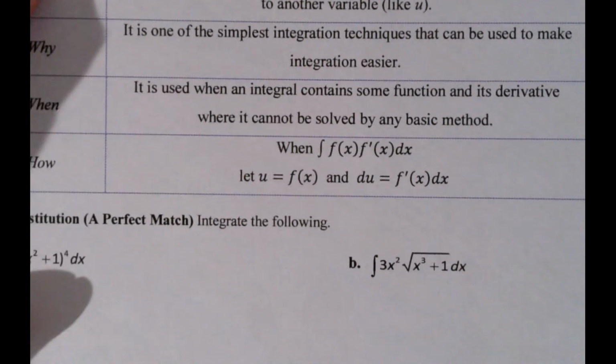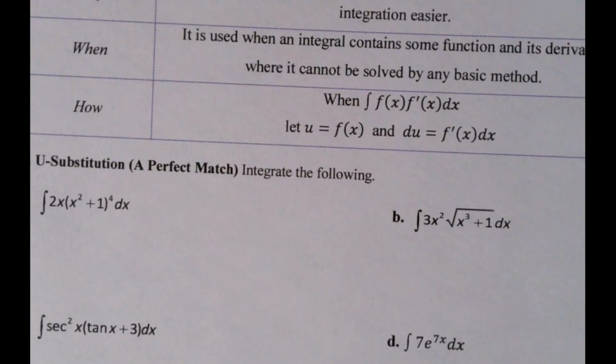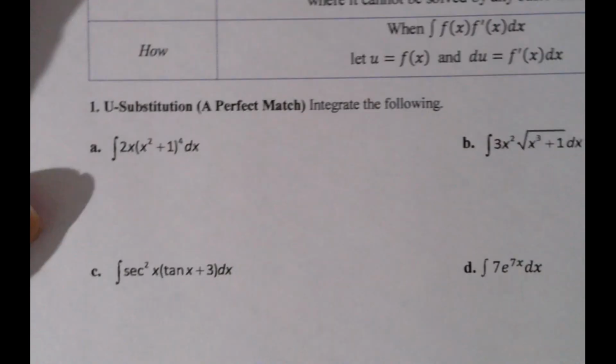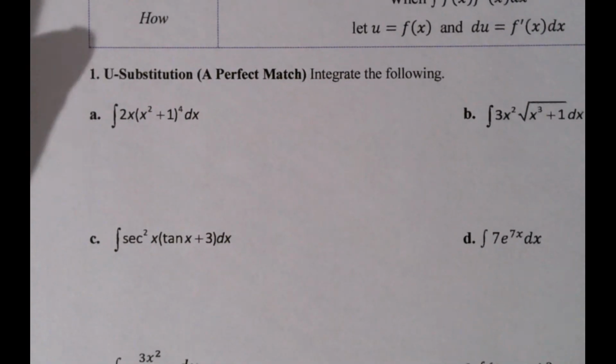All right, this is page 260 of the Incredibles book. There are two versions of this video. You're watching the second version. This is u-substitution, the second way to do it, the change of variables way to do it.